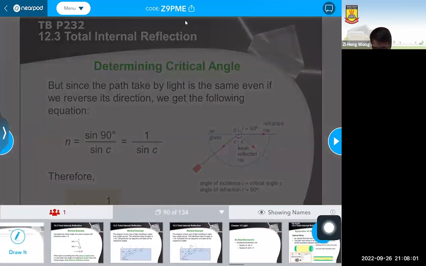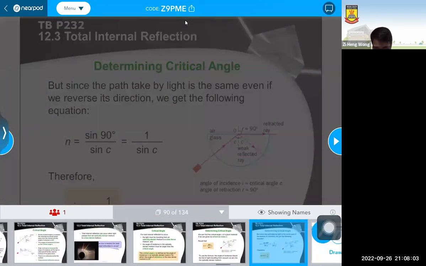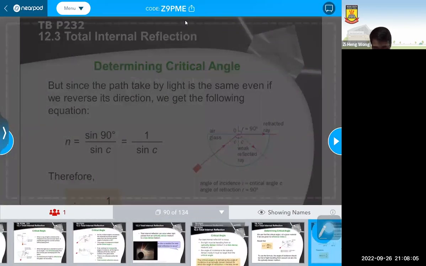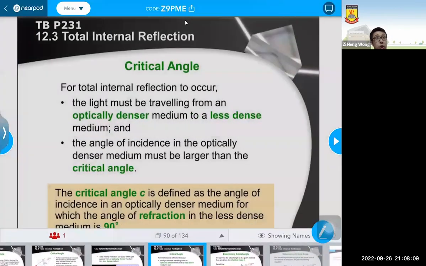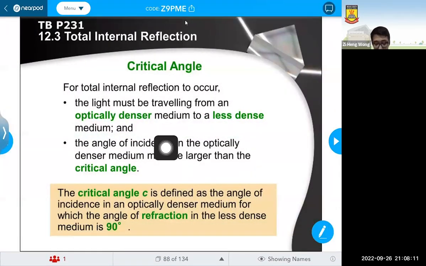So a few things to take note. There are 2 conditions for total internal reflection that you are expected to know. Light must be traveling from an optically denser medium to a less dense medium, and the angle of incidence must be larger than the critical angle. So it must be bigger than the height limit. The height limit will kick you back in. And this is the definition of critical angle, which we have said a lot of times already.